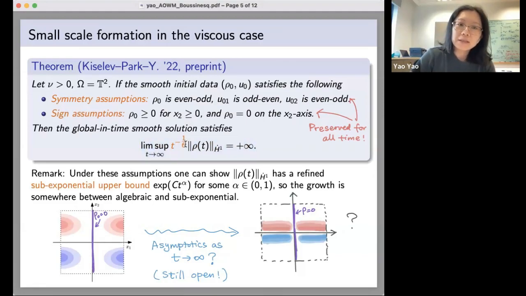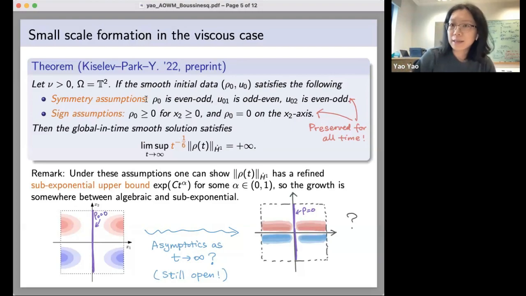Okay, so this bound means that the H1 norm of rho will grow to infinity along a diverging subsequence of times, and it will grow to infinity with a growth rate that is at least a polynomial rate of power 1/6. So it means that these kinds of solutions indeed have small scale formation, in the sense that their H1 norm is growing to infinity with some polynomial rate.